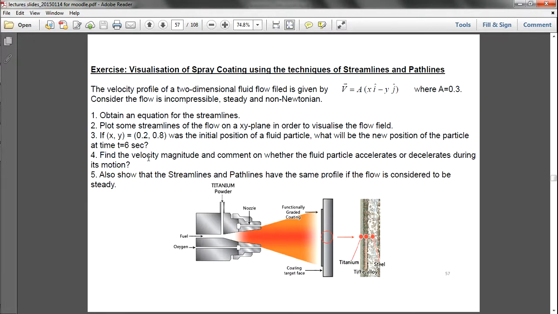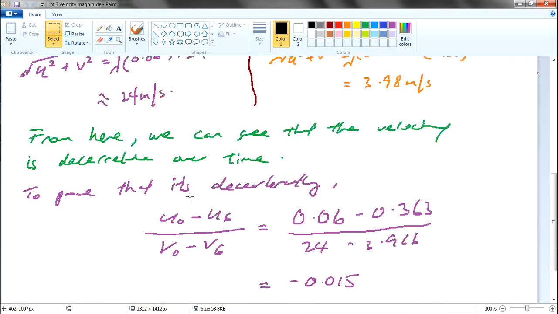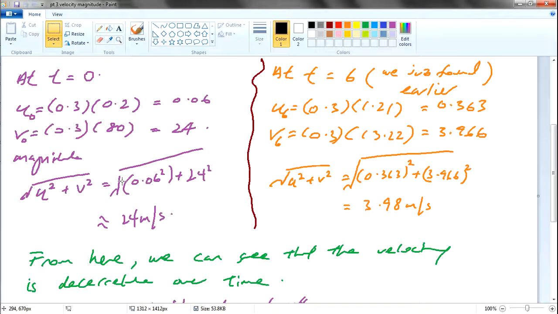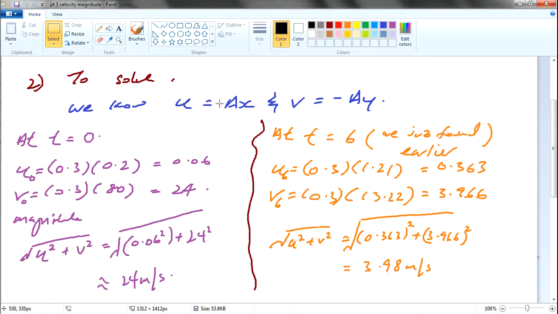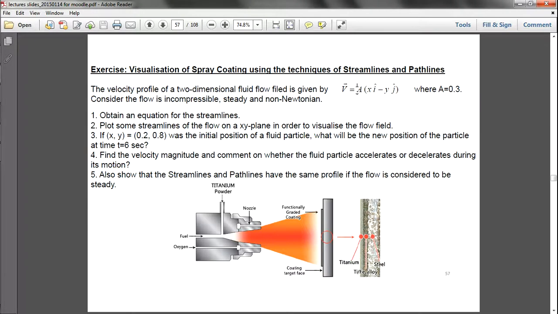Nonetheless, we also talk about velocity magnitude. We explain accelerating or decelerating of the particle. Okay, so how do we do it? We use back the same equation, u and v equals some expression. Nonetheless, you also need to understand how to identify which is u and which is v. Okay, if it's u, then it's in terms of the x-axis, then it is i hat. If it's v, then it's the j hat. Okay, so you have to be very, very careful.